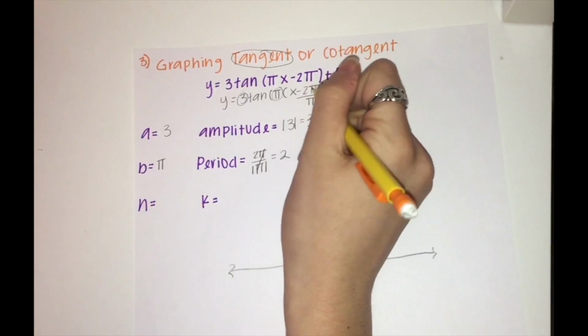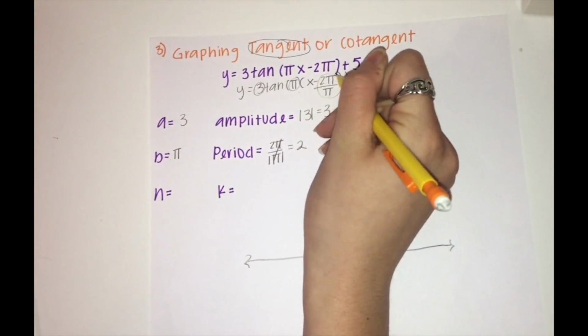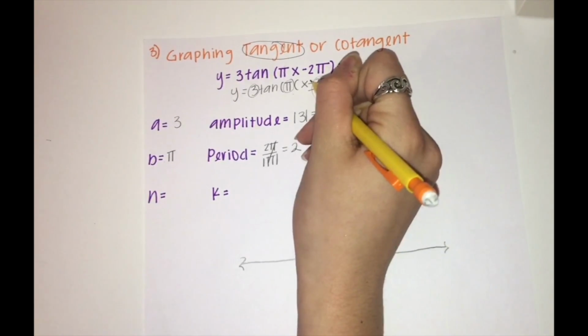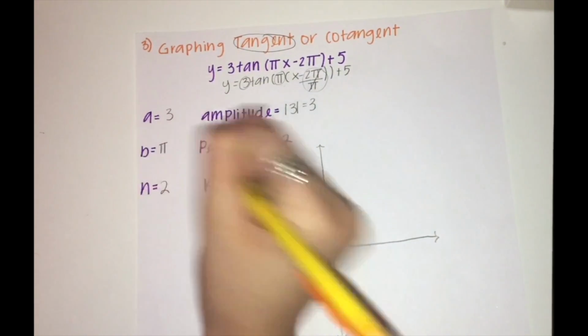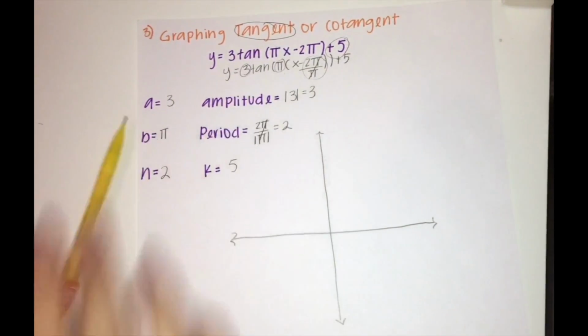Our h is what is shifted, but when we took out the pi, we put it under. So the pi's will cancel and the sign will change into a positive, so our h is 2 and our k is whatever is added, which is a 5.